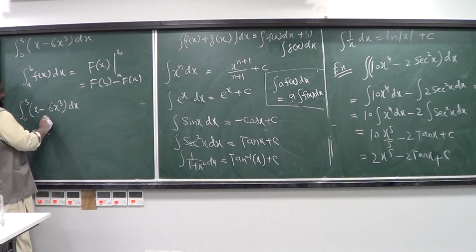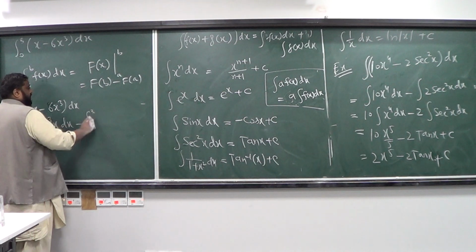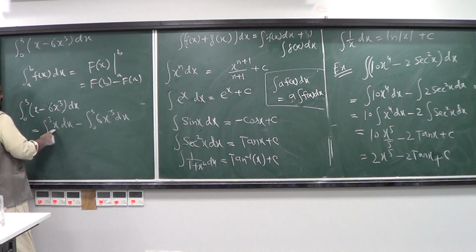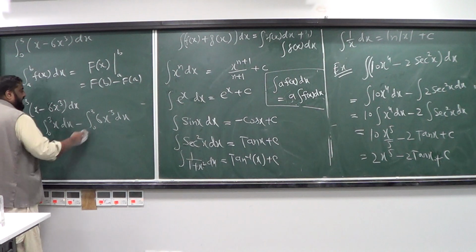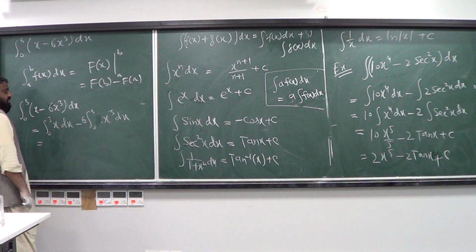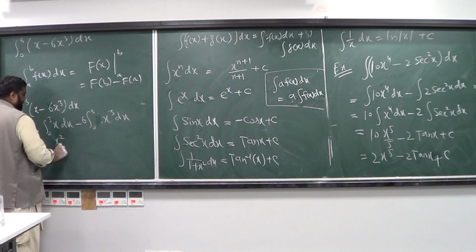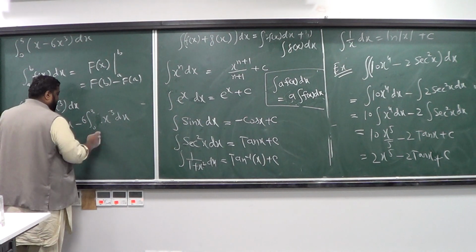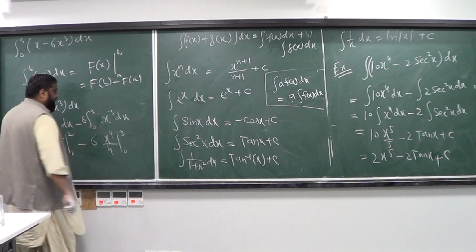So I can do the integral from 0 to 3 of x dx minus the integral from 0 to 3 of 6x cubed dx. I can go one step ahead and take this 6 and pull it out, and then do the integral. So this is going to be x square upon 2, substituting the limit 0 to 3, minus 6 times x power 4 upon 4, substituting the limit 0 to 3.